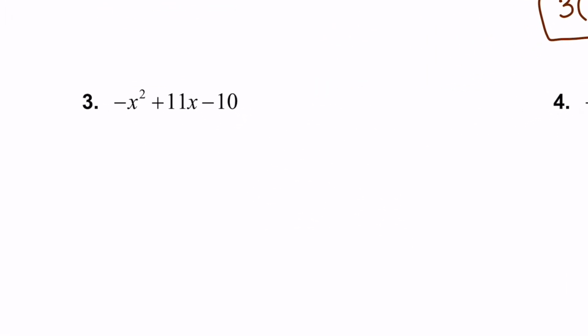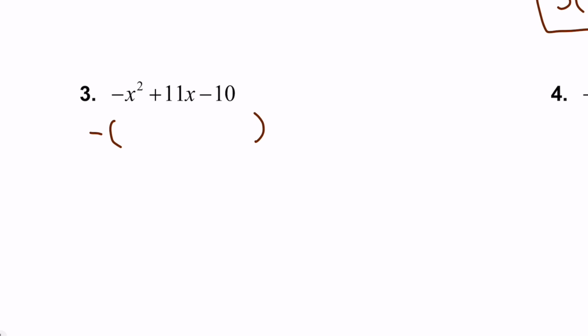Now, number 3 is a tricky one. If you have a negative in front of the x squared, you have to pull it out. It doesn't work well to factor if you have a negative number in front of the leading term. So we are going to pull a negative out. And when you pull a negative out, all of the signs change. So the x squared becomes positive, the positive 11x becomes a negative 11x, and the minus 10 becomes a plus 10. We're going to keep the negative as part of our answer.